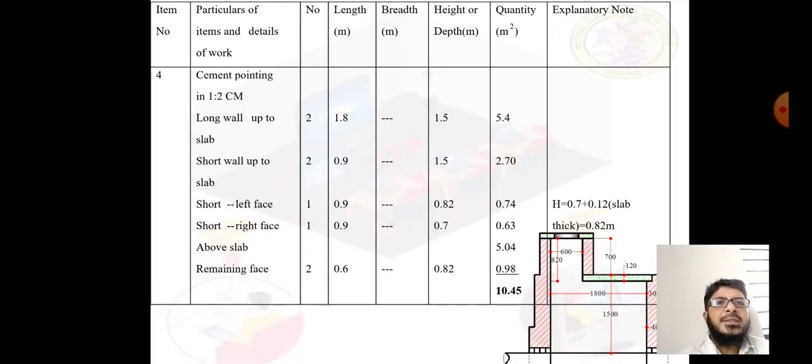Now come to the fourth item, that is cement pointing in 1:2 cement mortar. Here the mix is very rich. This quantity is measured in terms of meter square. We can calculate how much area there is very easily from the sections of the wall. For your reference, one section of the wall is provided below.